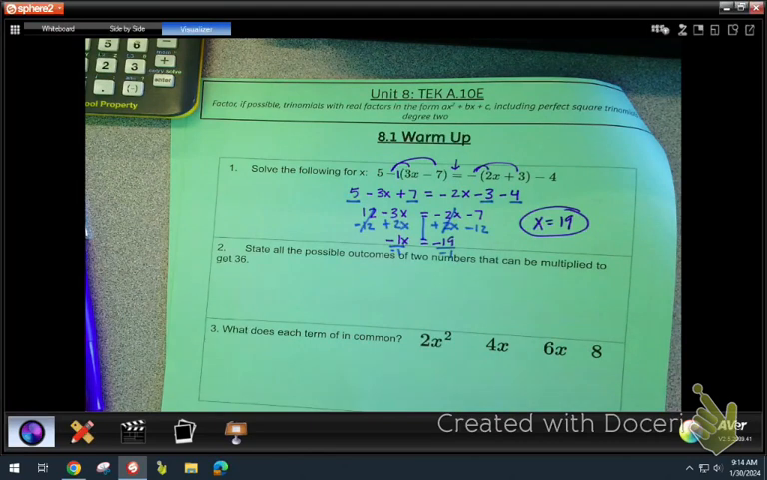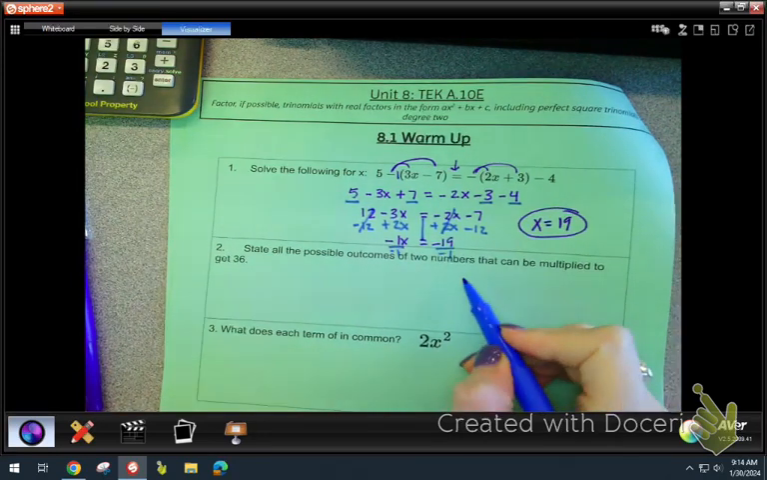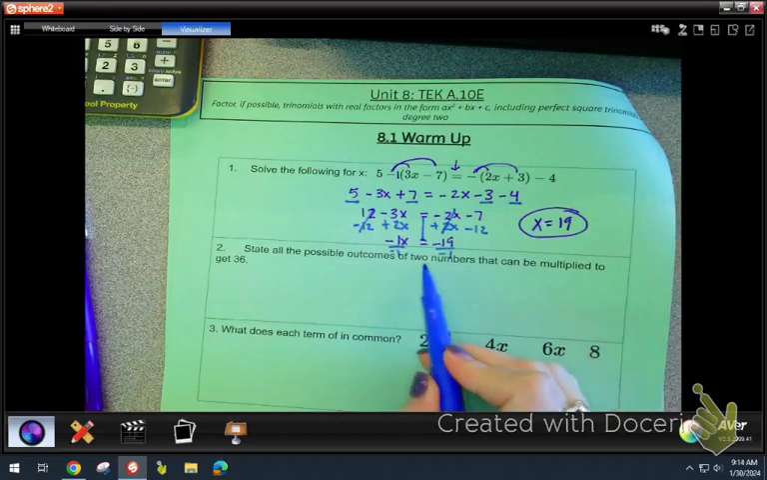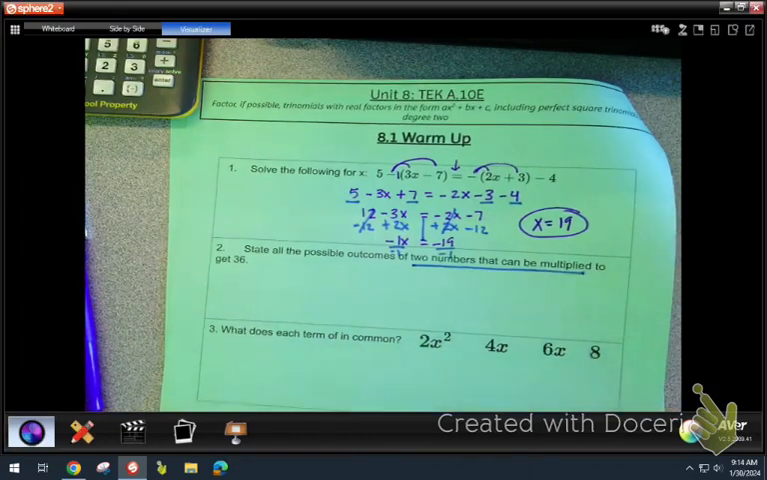Okay? Okay, so question 2 says, state all possible outcomes of 2 numbers that can be multiplied to get 36. What that's called is finding the factors of 36. So all the pairs of numbers that when you multiply them together, they give you a product of 36. Okay? This is going to be really important moving forward. We're about to start something where this is the game we're going to be playing. Isa, you with me? Okay?